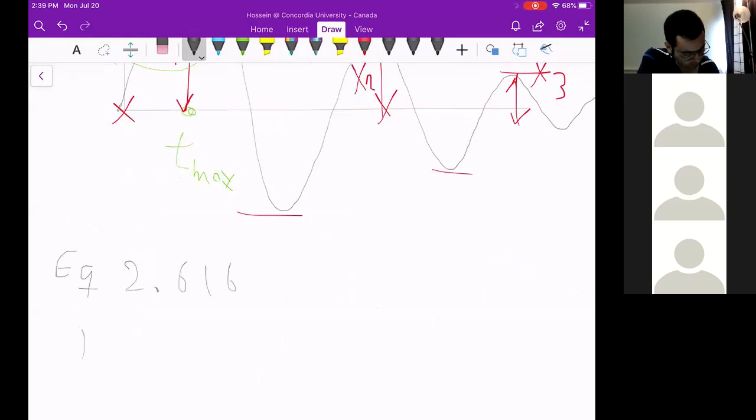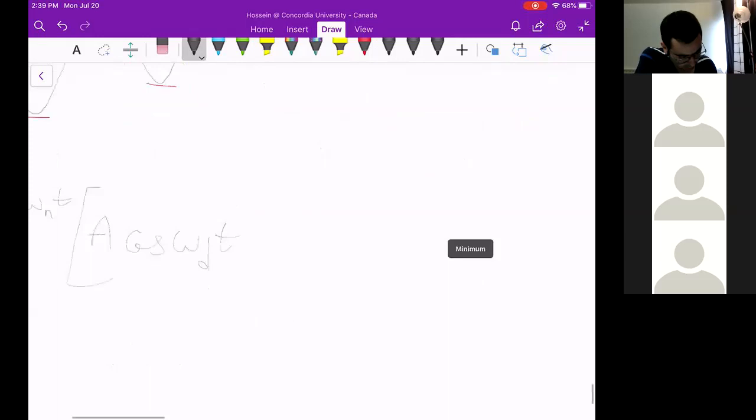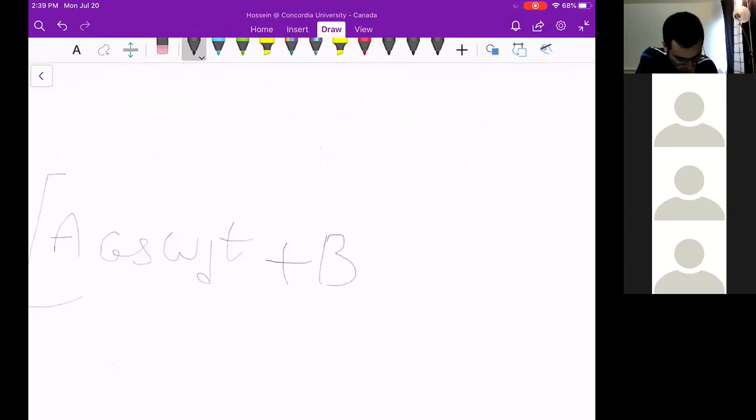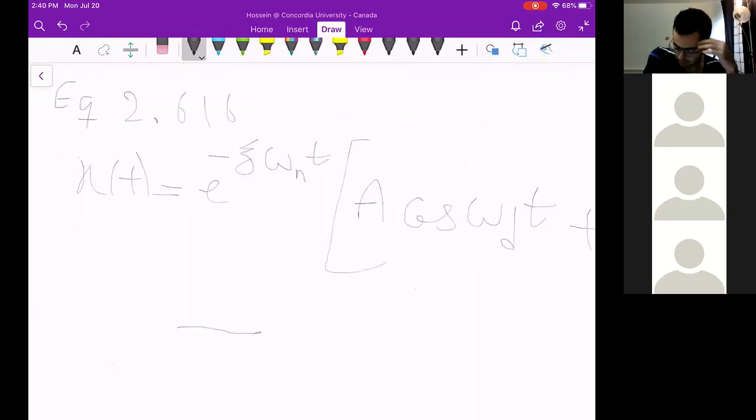You could simply pick up the response from 2.616. The response of the system x of t is basically e to the minus zeta omega n t, multiplied by a cosine omega d t plus b sine omega d t. This is a general transient solution for free vibration when zeta is between 0 and 1.